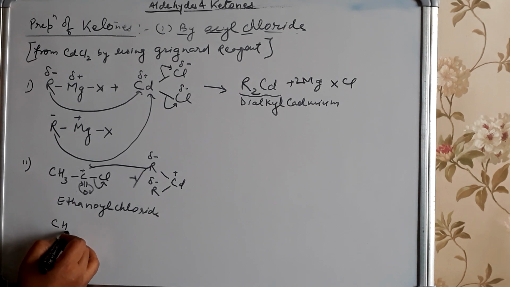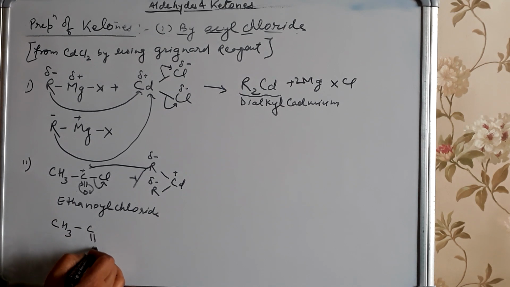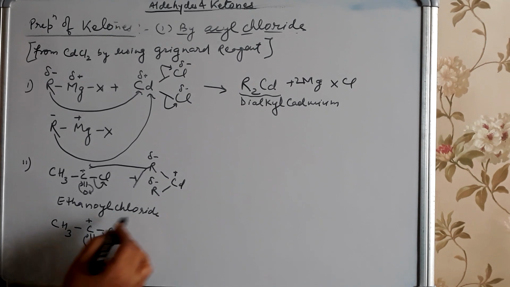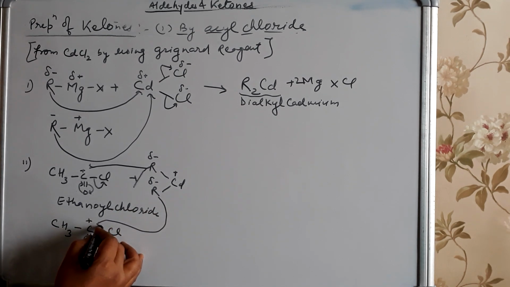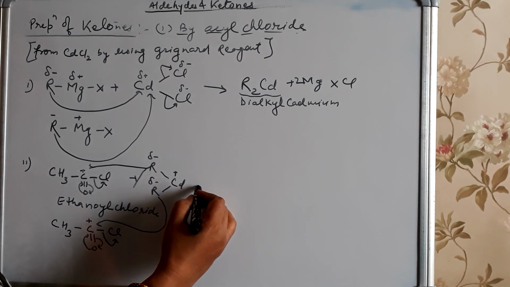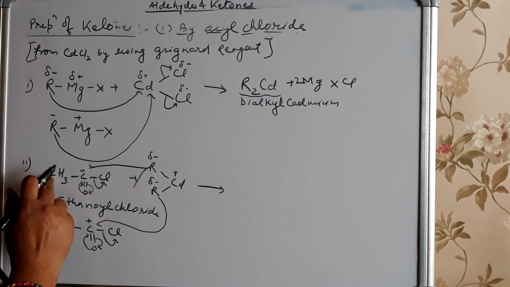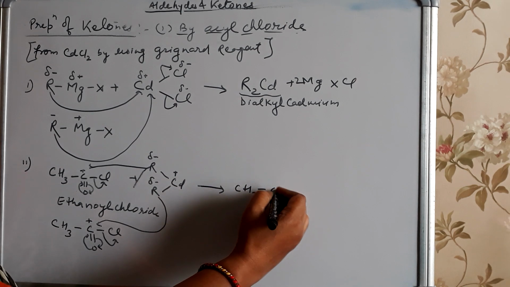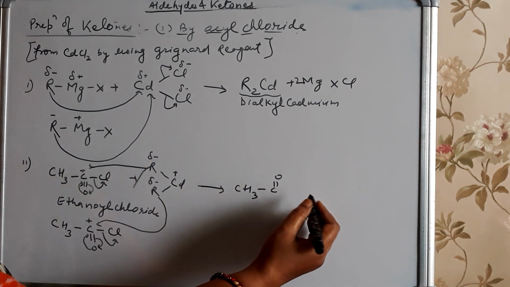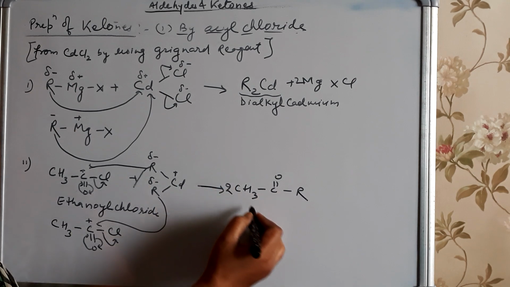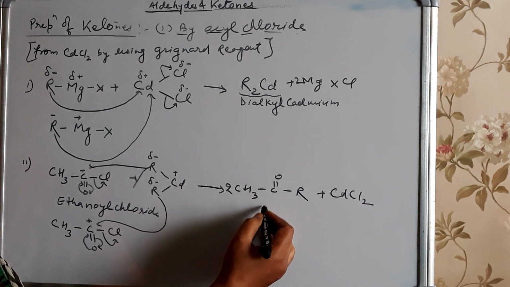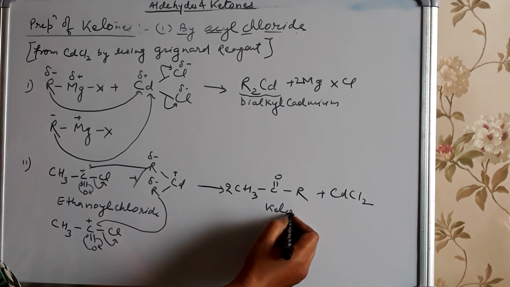One acyl group is also required for one alkyl group. Here the same thing happens. Carbon has positive charge and chlorine is removed here. So this alkyl group comes here. Now see what happens. The formation of CH3, at first, C double bond O and the alkyl group R. So formation of ketone takes place along with cadmium chloride. So formation of ketone.